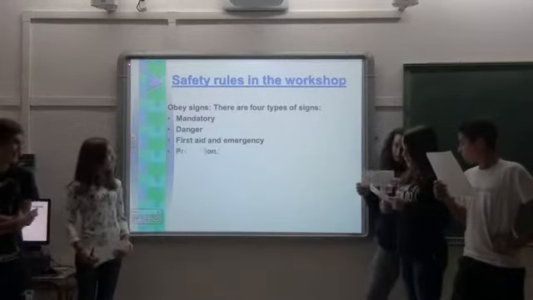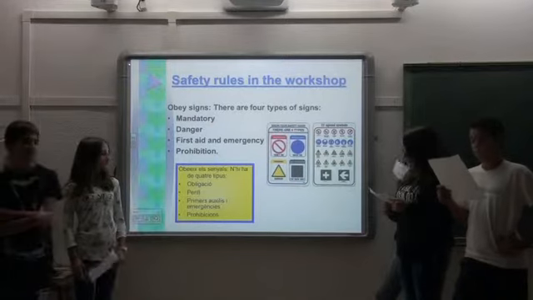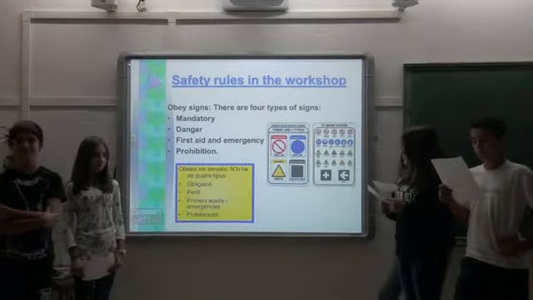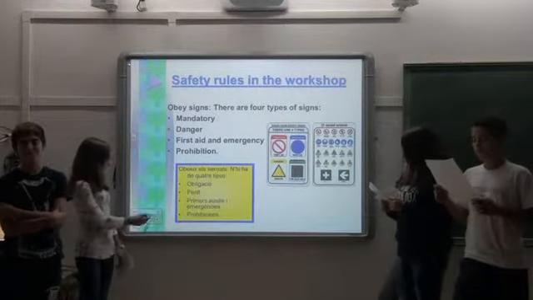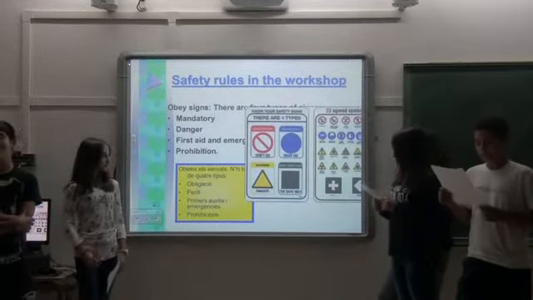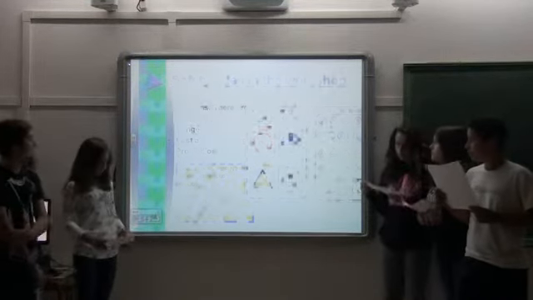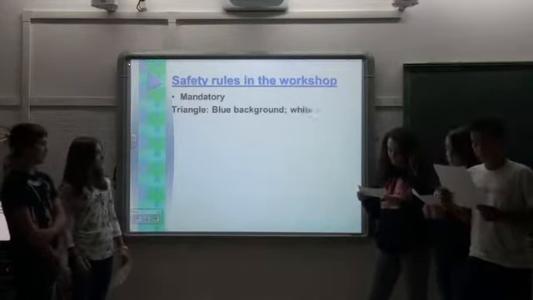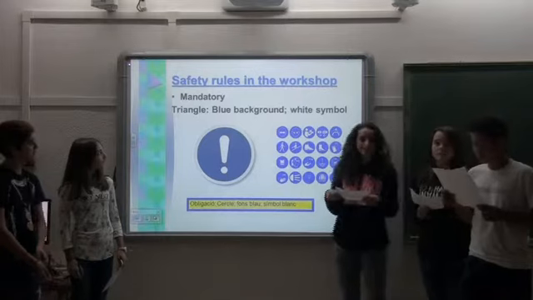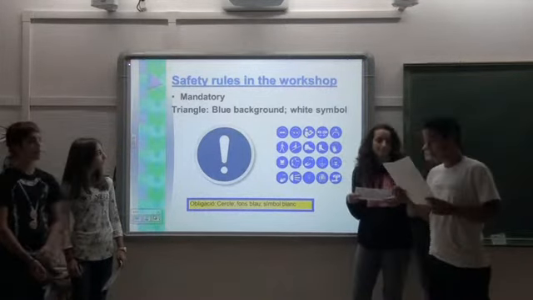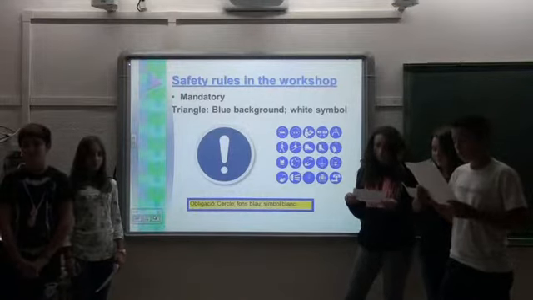You must obey signs. There are 4 types of signs, and we are going to study them. There are mandatory, danger, first aid and emergency, and prohibition. In this picture, it shows the symbol of these signs and some examples. The mandatory sign is a circle with a blue background and a white symbol. In the example, there is a white exclamation mark and a lot more examples of signs.